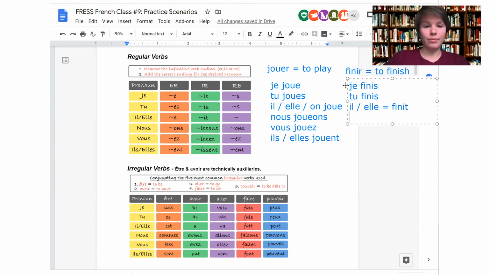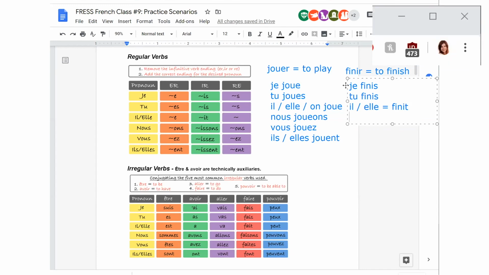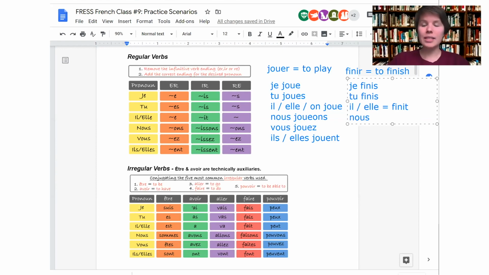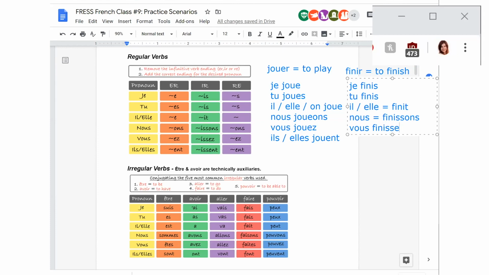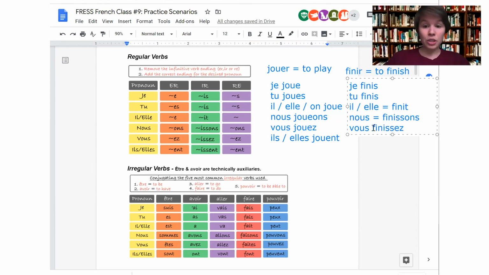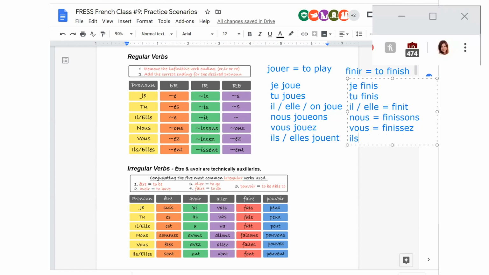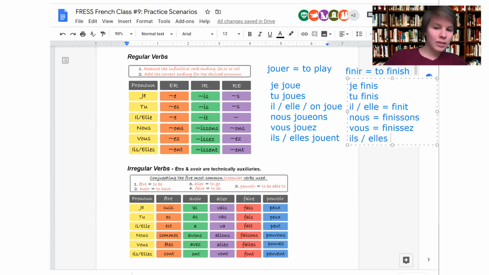Nous. ISSONS. Yeah, exactly. So as you can see, these are regular. They have sort of a regular pattern to them. So finissons. Vous. Finissez. That's right. That's perfect. That's good pronunciation. And the last one? ISSENT. Yeah. Do you want to have a go at what that would sound like?